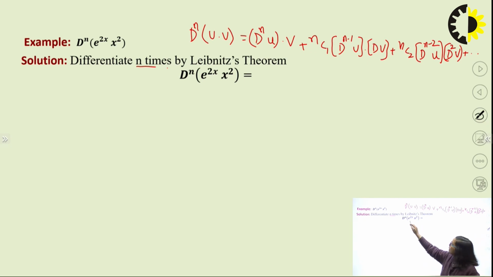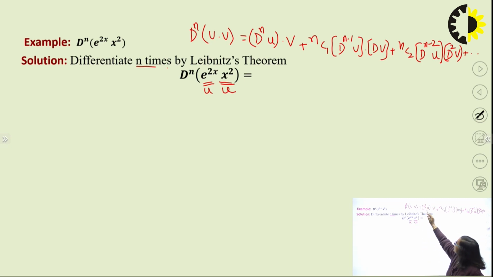If I look at that, x square is that function whose first derivative is 2x, the second derivative is 2, and the third derivative becomes 0. So this x square is taken as the second function v, and obviously this e to the power 2x will become the first function u. Now I apply my Leibniz theorem over here. Look at what we get.